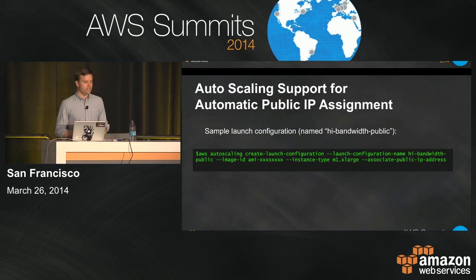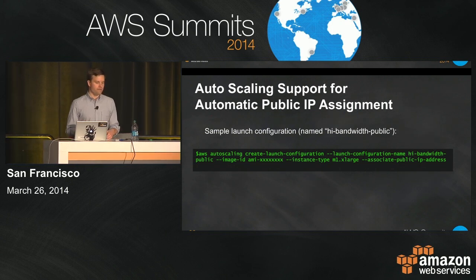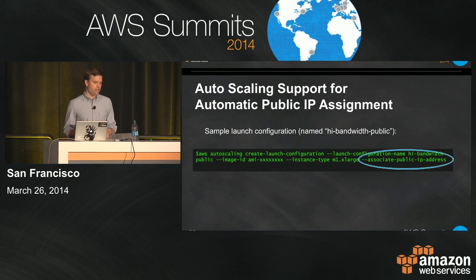And this is just the example of the autoscaling group launch configuration itself, and it's just that simple to make sure that any instance launched by this autoscaling group is given a public IP address.